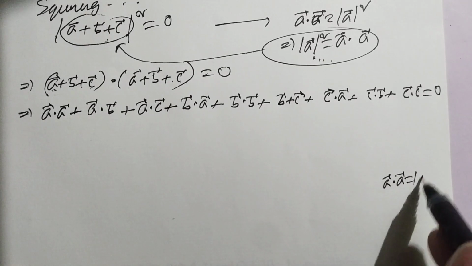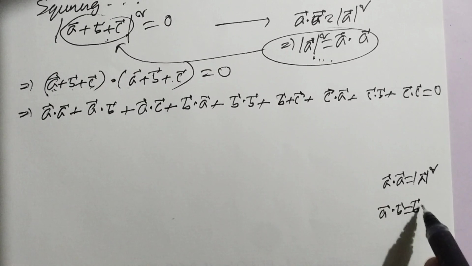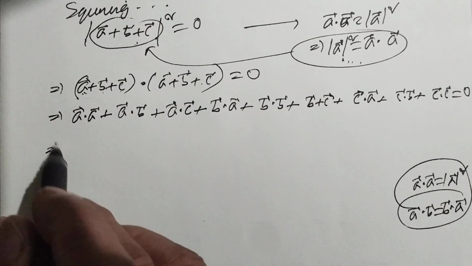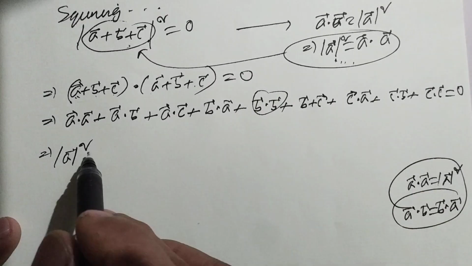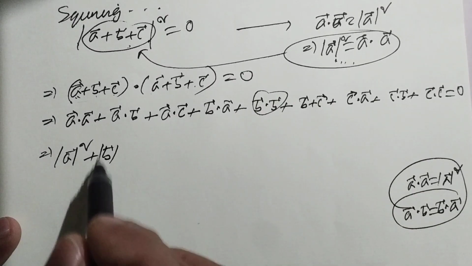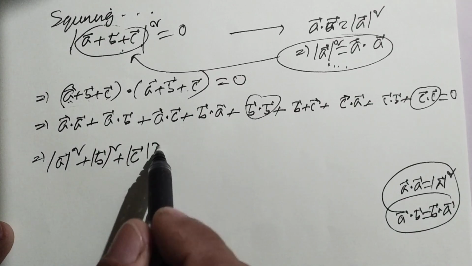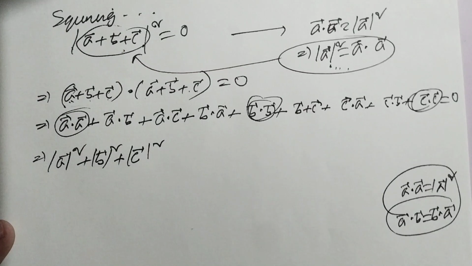A dot A is magnitude A square, and also we know A dot B is same as B dot A. So these are the two conditions we are going to use. So A dot A, I have magnitude A square. Same way I have here B dot B, so I can write it magnitude B square. Then I have here C dot C, which I can write magnitude C square. So this term I have written, this term I have written, this term I have written.